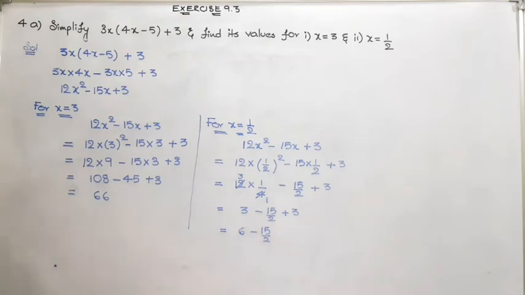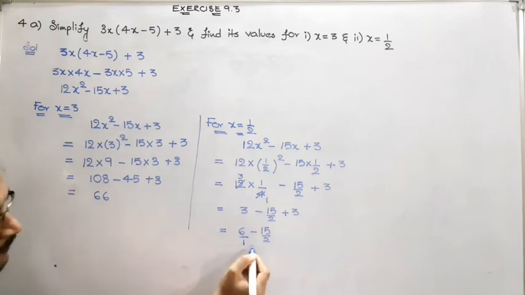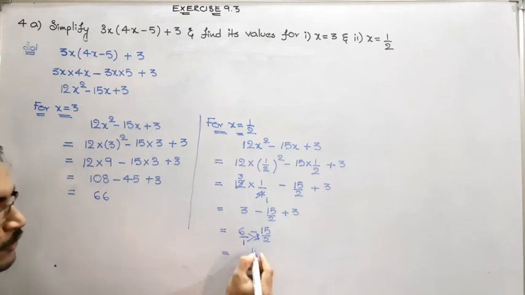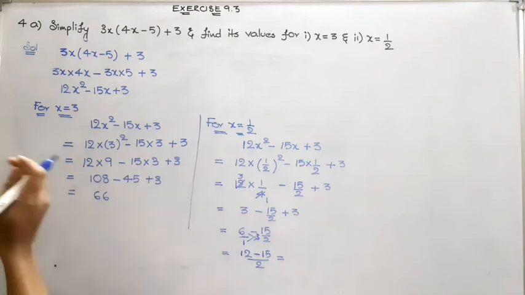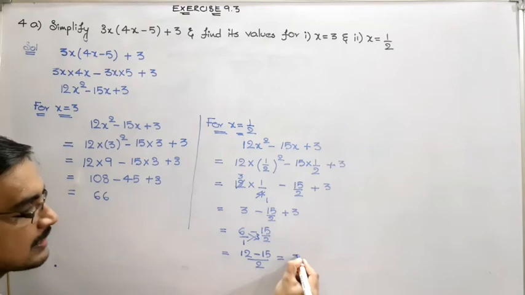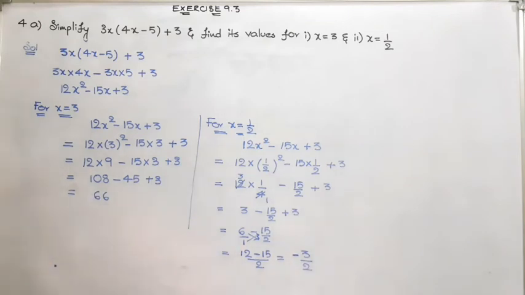For easy calculation, let us apply the method of cross multiplication by taking the denominator as 1. So cross multiplication: 6 into 2, 12, minus 1 into 15, 15, divided by 1 into 2, 2. This is the one which we already learned in rational numbers and the other chapters. So 12 minus 15, minus 3 divided by 2, minus 3 by 2.